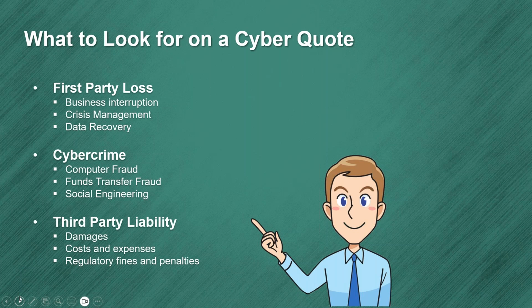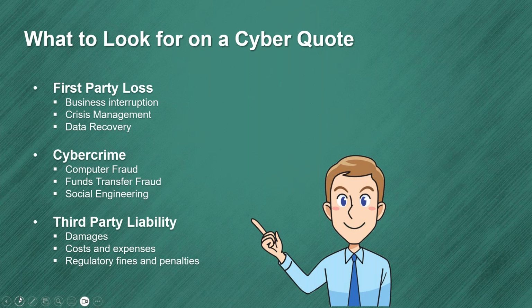Just to cover a couple that you would see under cybercrime: computer fraud insures against theft of funds or property that were transferred over to the cyber criminal. Funds transfer fraud covers any type of loss stemming from unauthorized instructions from a third party to a bank without the victim knowing. And social engineering covers any unintended payment made to cyber criminals who, through deception, convinced an employee or an officer of a company to transfer funds.